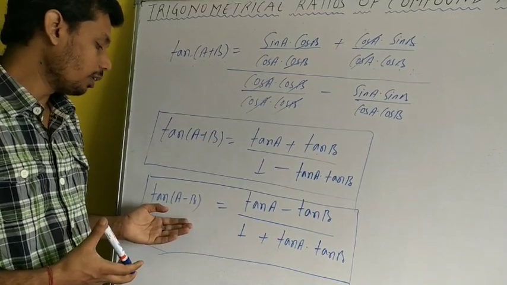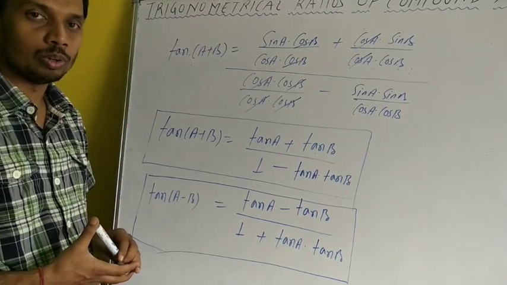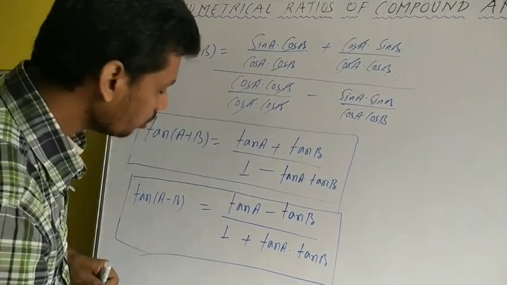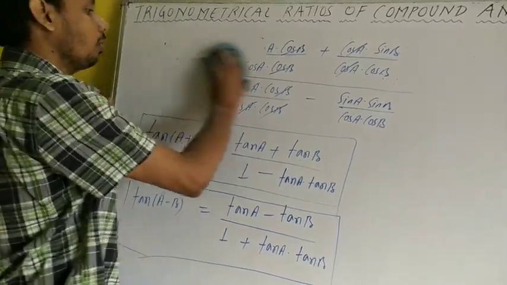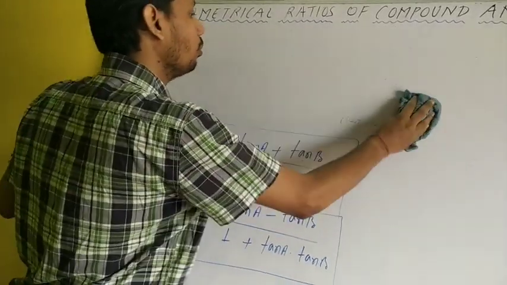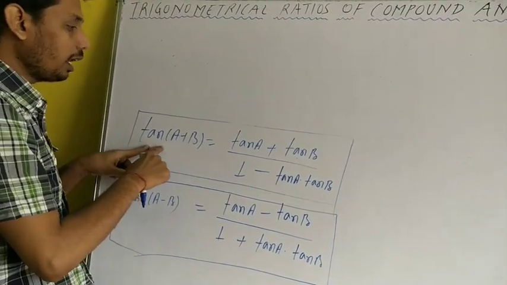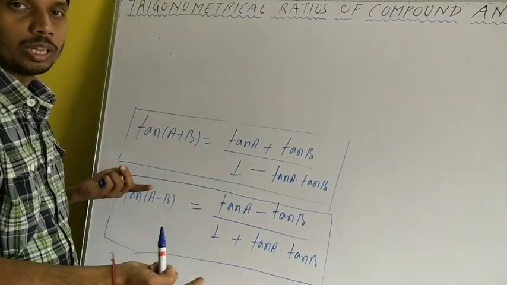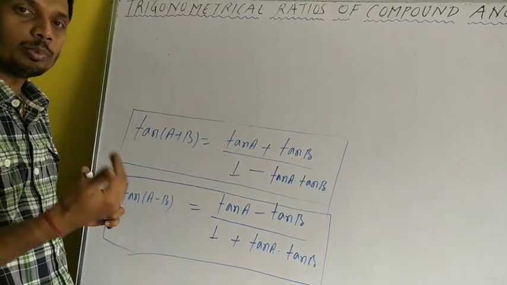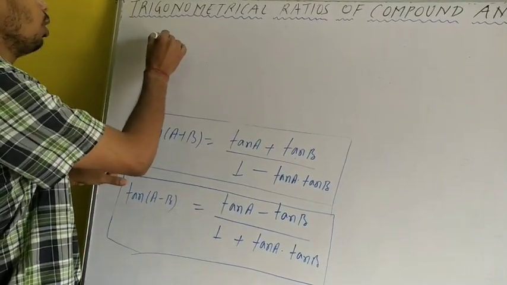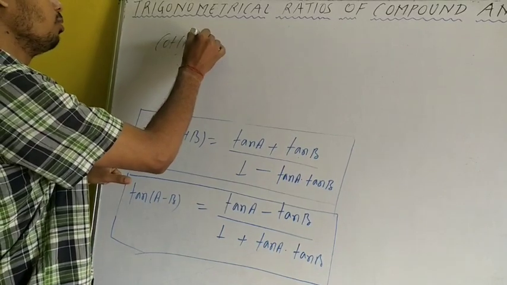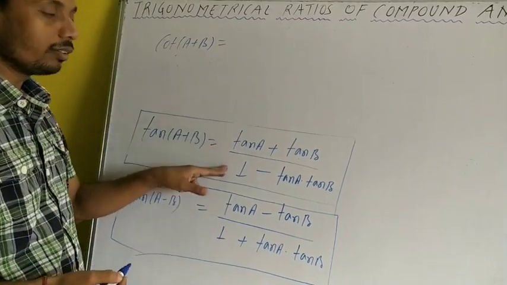Okay, and similarly we can determine the value of tan(a minus b) also. Now suppose that we have to determine the value of cot(a plus b). What will be the value of cot(a plus b)? Now if tan(a plus b) is this, we know that cot is the reciprocal of tan. So cot(a plus b) is equal to, we'll take the reciprocal of this.